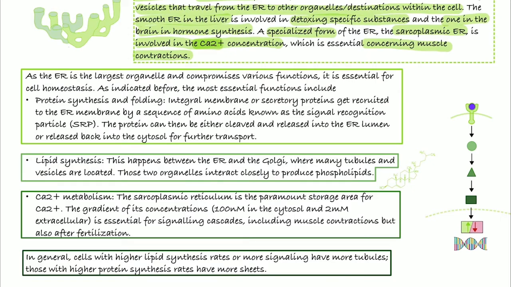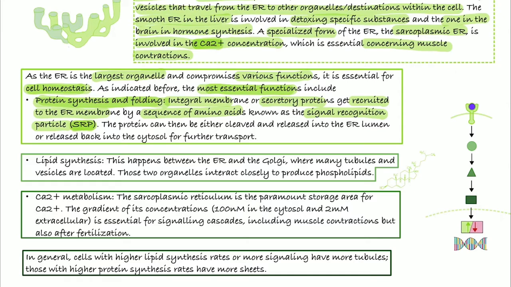Now, the ER is the largest organelle and comprises various functions. Therefore, it's essential for cellular homeostasis. Now, let's recap the most essential functions. So, we have protein synthesis and folding. Now, there are integral membrane proteins, but also secretory proteins, which get recruited to the ER membrane by a sequence of amino acids, and they're known as the signal recognition particle.